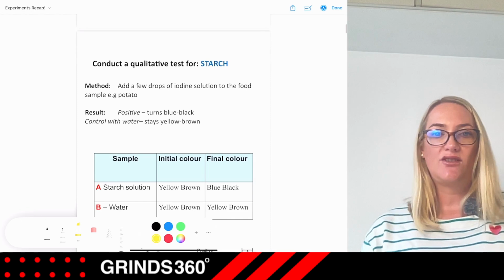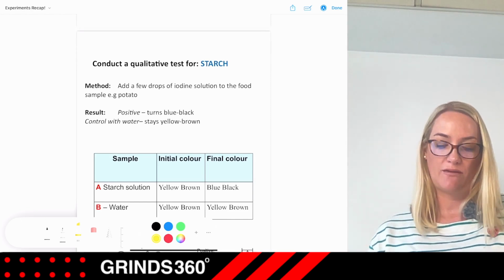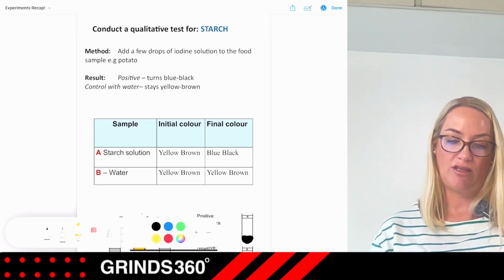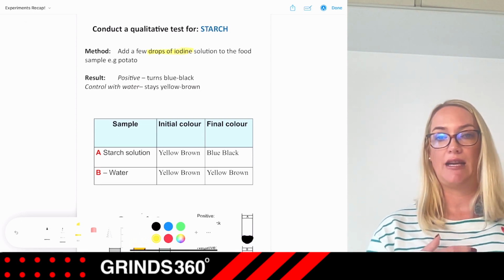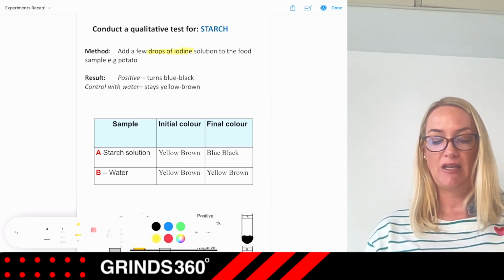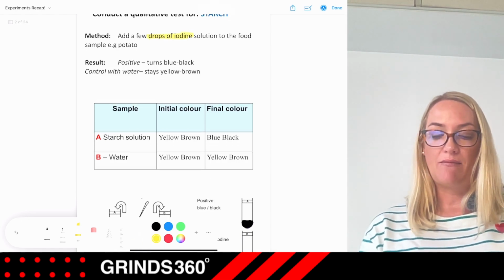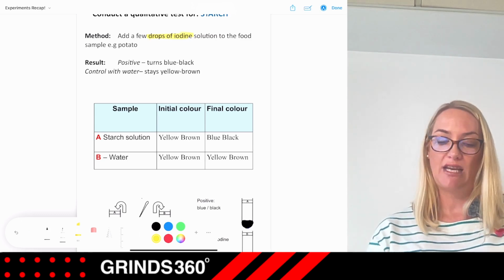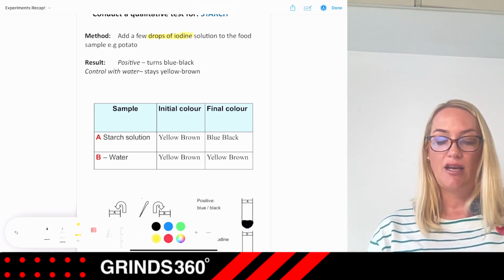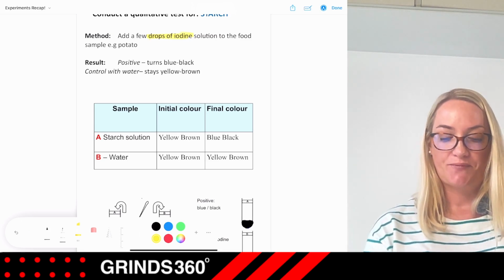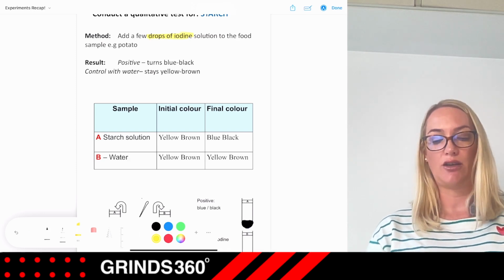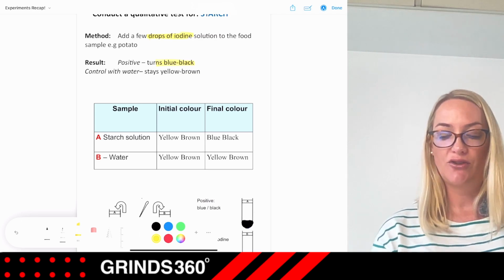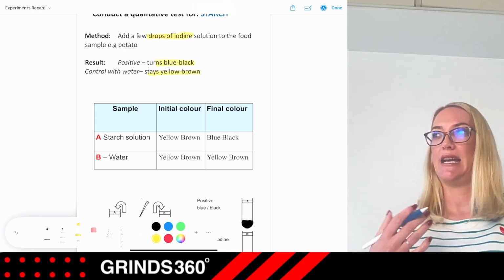Okay, so the first experiments we're going to look at are with food. They can ask you to test for the presence of starch. What you do need to know is you need to have iodine. That's your solution, your chemical reagent. Add a few drops of your iodine solution to a food source, so a bread or a piece of cracker, or some of you may have a starch solution. But what we're looking for is that we have iodine. Your result, if starch is present, it'll go blue-black. Your control is usually going to be water, and it will stay the same color as your iodine, which is yellow-brown.